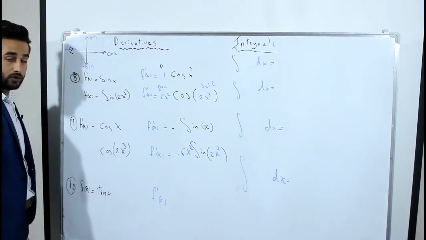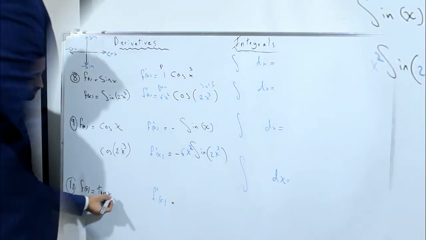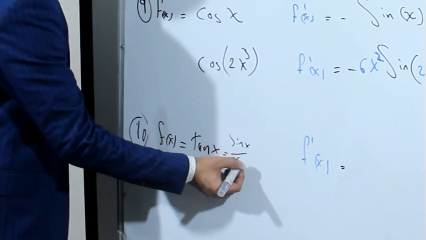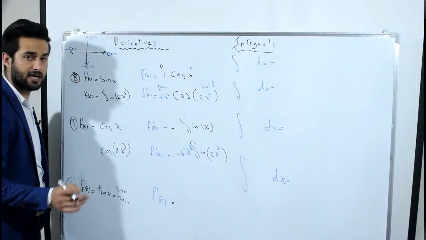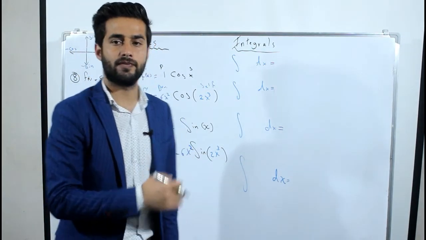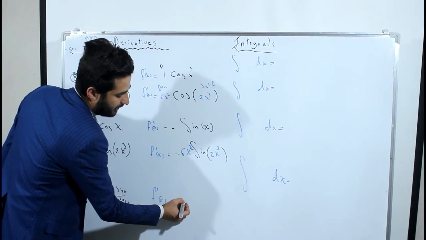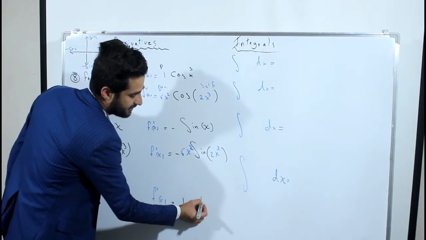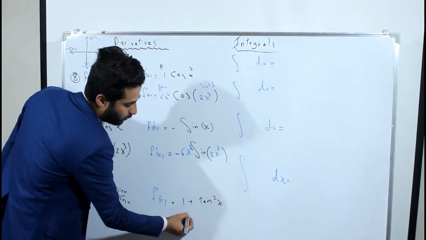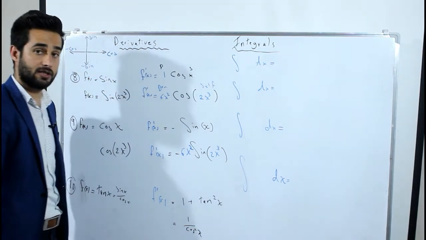F of x is equal to tan x. You know that, guys. There are two ways. You can change this to sine x over cosine x, and by using the definition of the quotient rule, you can solve this. It becomes 1 over, we can say 1 plus tan square x, or we can say 1 over cosine square x. Those are all the same.